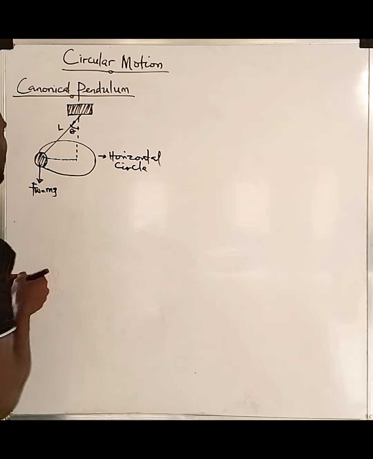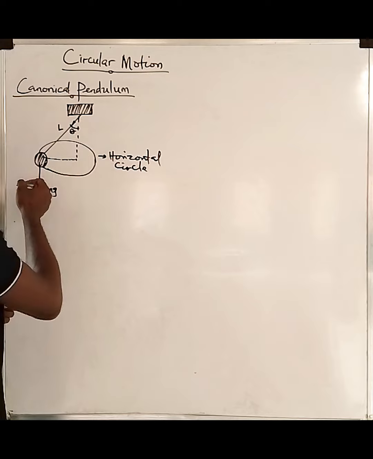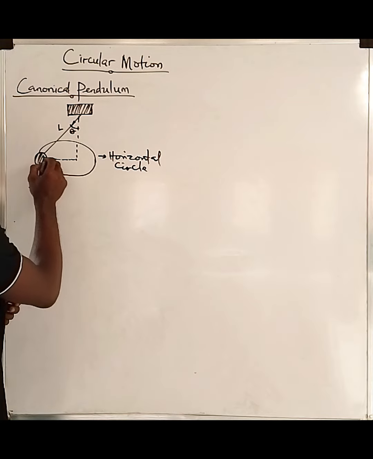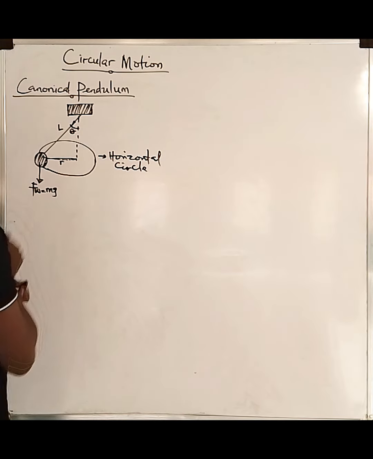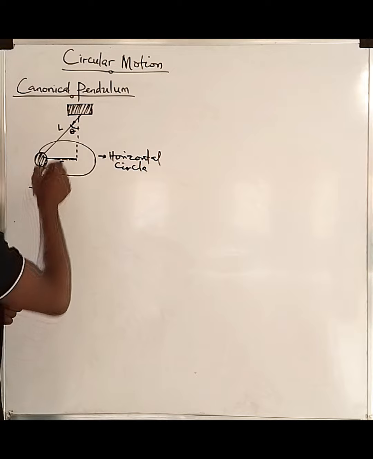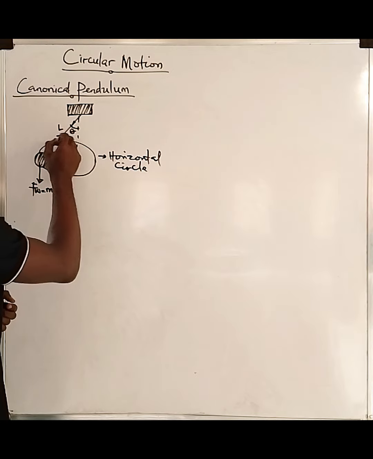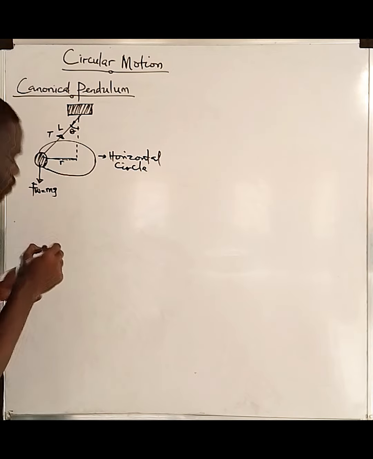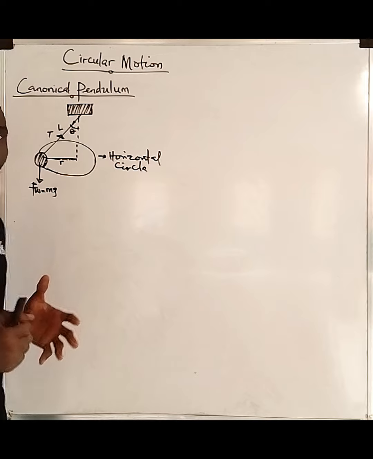So now we have the length of the very string. Here r is the radius of the very circle. So don't forget the string. There's a tension in this string. Now the question is, what brings about the circular motion?